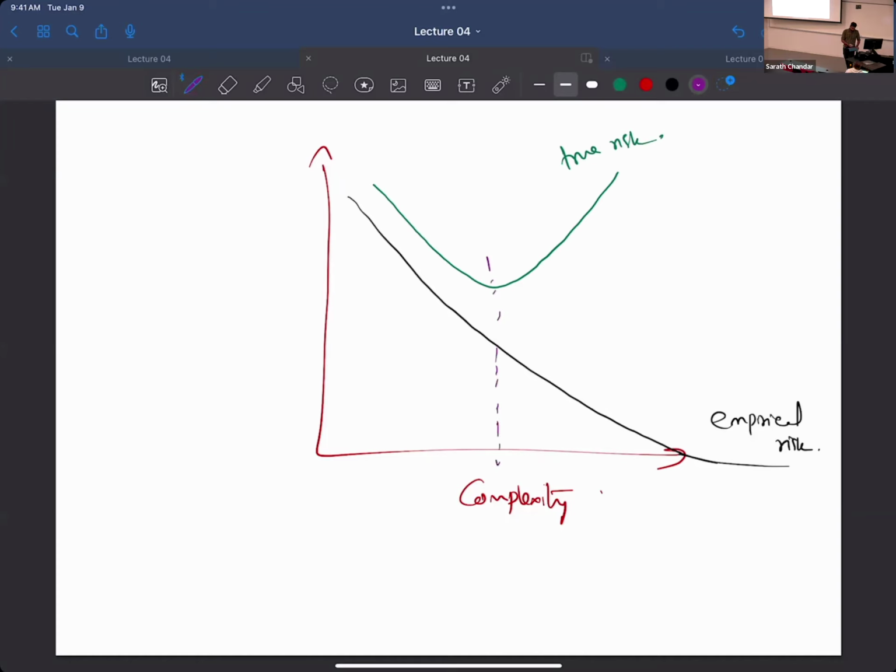Anything to the left of this, your model is underfitting. Anything after this, your model is overfitting. Is that clear? So there is a transition point where the model starts overfitting instead of underfitting. You need to stop there if you're looking for an ideal model. Is that clear? Any question so far?